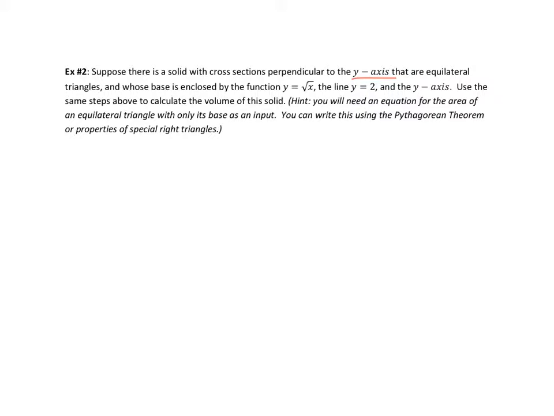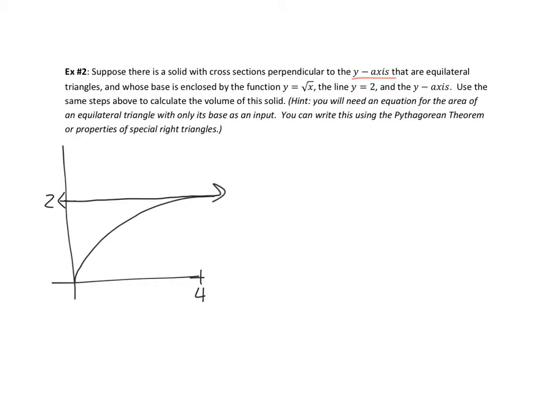Okay, first things first, before I even read this, we need to sketch a graph of this. Okay, so here's this. The function y equals square root of x looks something like this. The line y equals 2 looks something like this. And we actually know when these two things intersect, because when does y equal 2? Well, it's when x is 4. And so we could just say, hey, this is at 4. And so we know that's when they intersect. And the y-axis we already have. So here's the base of my solid.